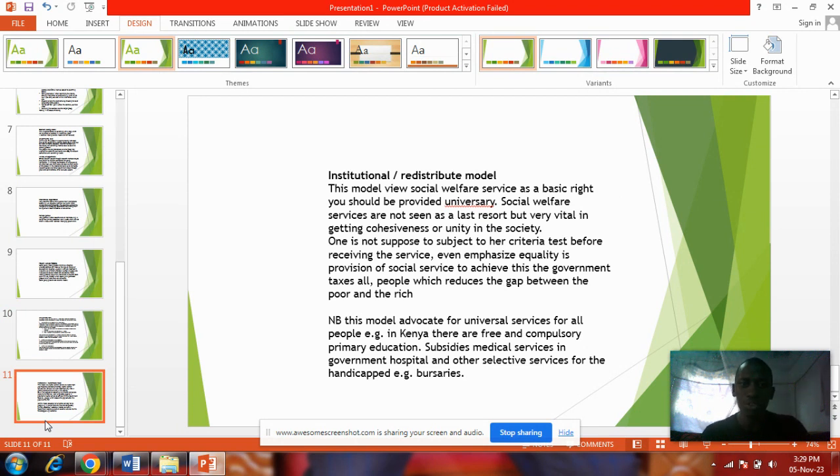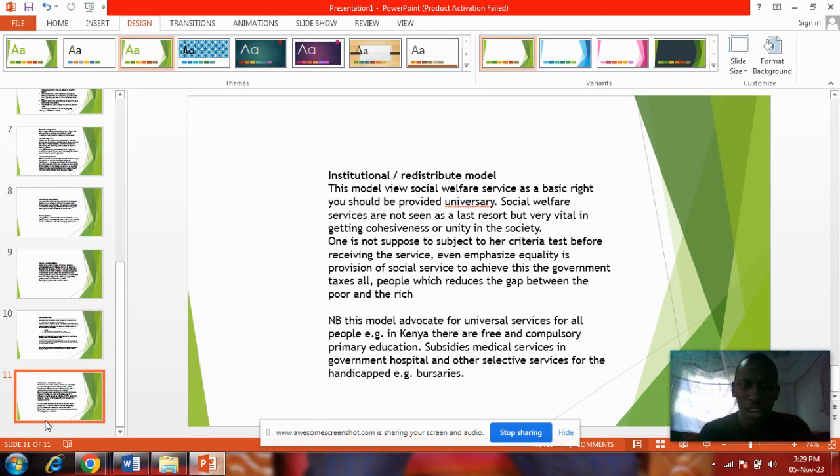Then we have the institutional or distributive model. This model views social welfare services as a basic unit. Universal social welfare services are not seen as a last resort but as very vital in getting cohesiveness or unity in the society. One is not supposed to be subjected to a means test before receiving the service. It also emphasizes equality in the provision of social services to achieve cohesion, through government taxes on the people, which reduces the gap between the poor and the rich.